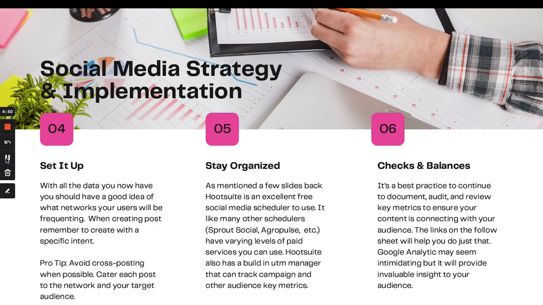The last step is checks and balances. Just because you've got everything scheduled and you've got your goals, you're going to need to make sure that everything keeps flowing, everything keeps going. And you do that by continually auditing and reviewing key metrics to make sure that your content's connecting with your audience. Now, the links on the following sheet will help you do just that.